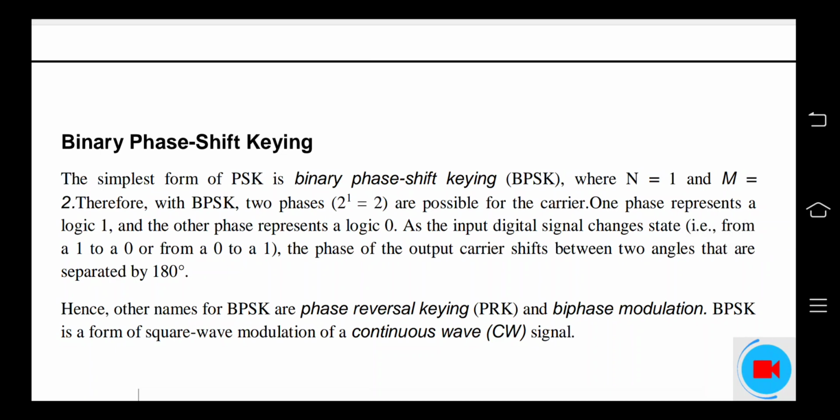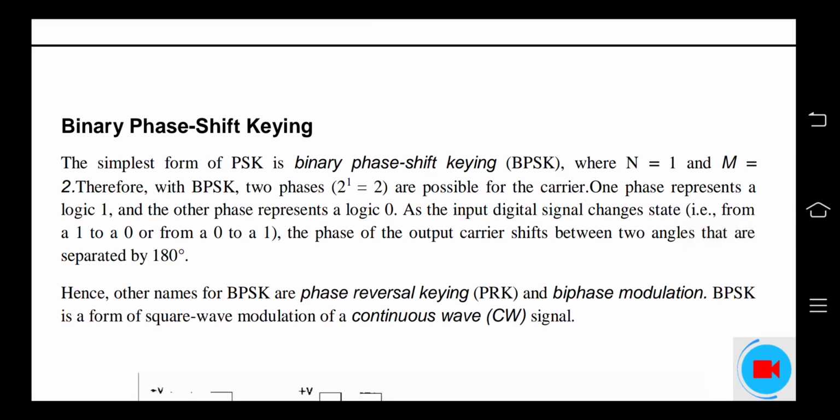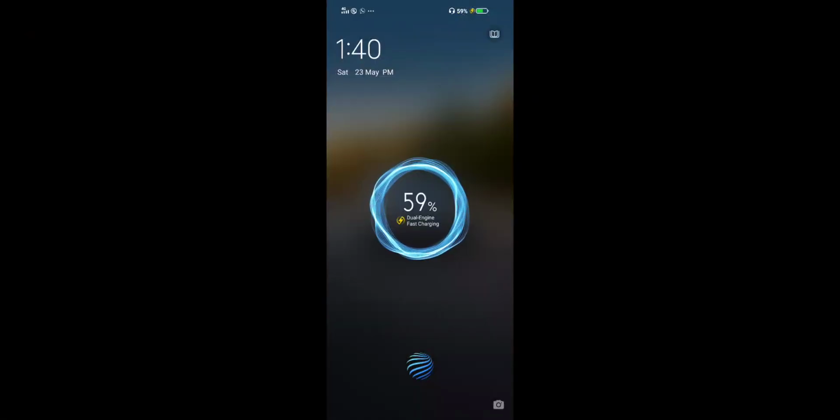So today we will explain the continuation, binary phase shift keying modulation. Here binary phase shift keying modulation is NRZ, non-return to zero, and RZ, return to zero. You can find that N is equal to 1 and M is equal to 2. Therefore, with binary phase shift keying modulation, two phases are possible for the carrier. One phase represents logic 1 and the other phase represents logic 0, that is high and low values. You can represent the input carrier signal with the low and high values.